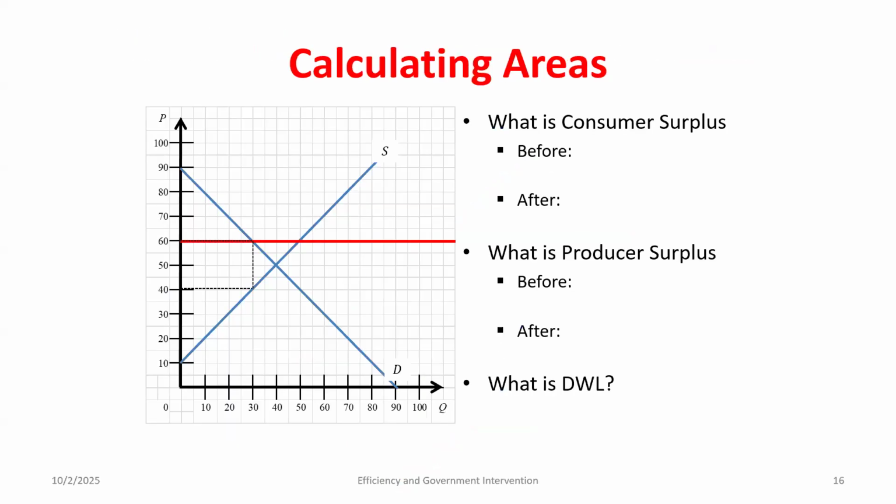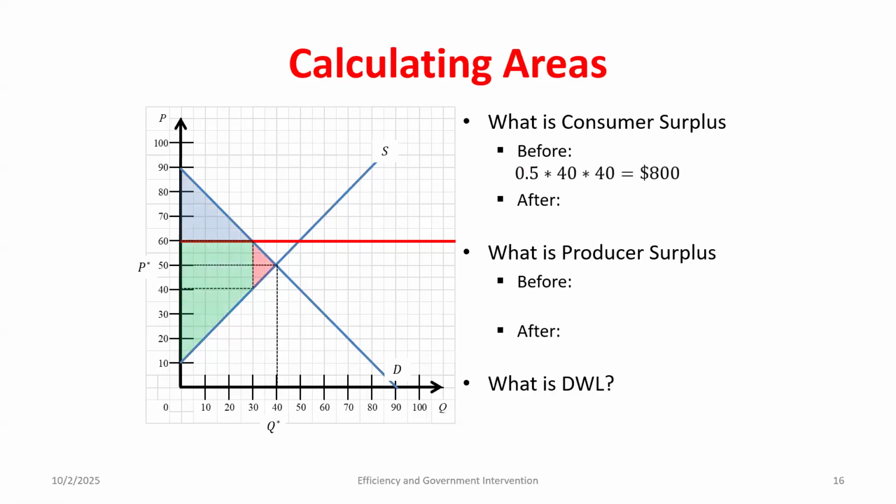Now, if I'm calculating areas, we can do this just like we did for price ceilings. We're just finding the area of shapes. So here, what would my consumer surplus be before? Well, it's the area below demand, but above that equilibrium price of 50. So I'd have what? The height of that triangle is 40. The base is 40. 40 times 40 times a half would be 800, right?